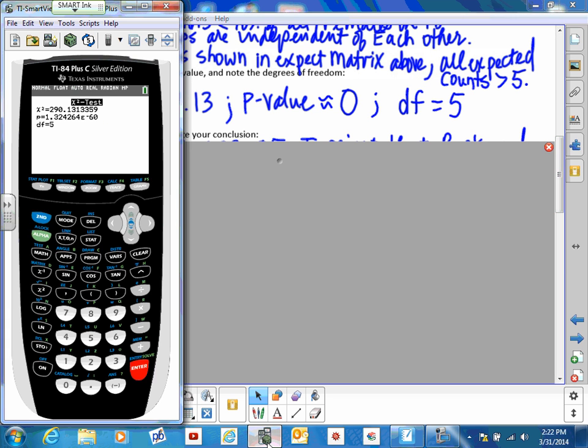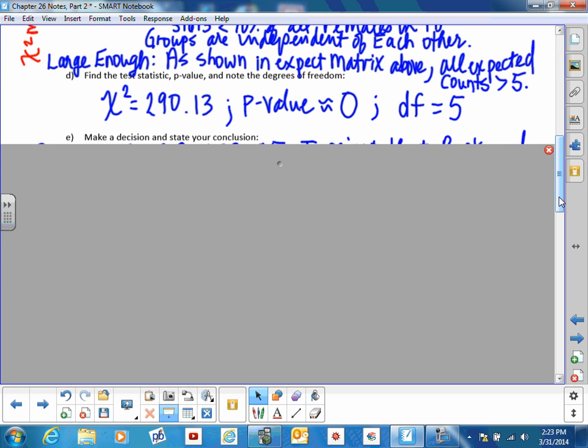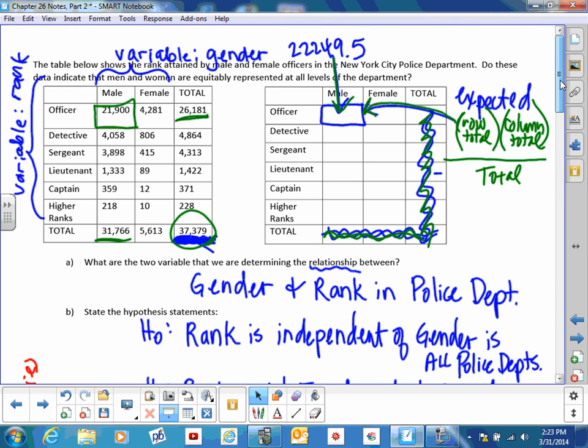Now, look here, this p-value. Did you notice this p-value is 0? Look at this: 1.32 times 10 to the negative 60th. I don't think we've even seen one ever that small this year. So that is majorly close to 0. And our degrees of freedom is 5. Okay. So what we're hunting for, though, is this entire expected matrix.